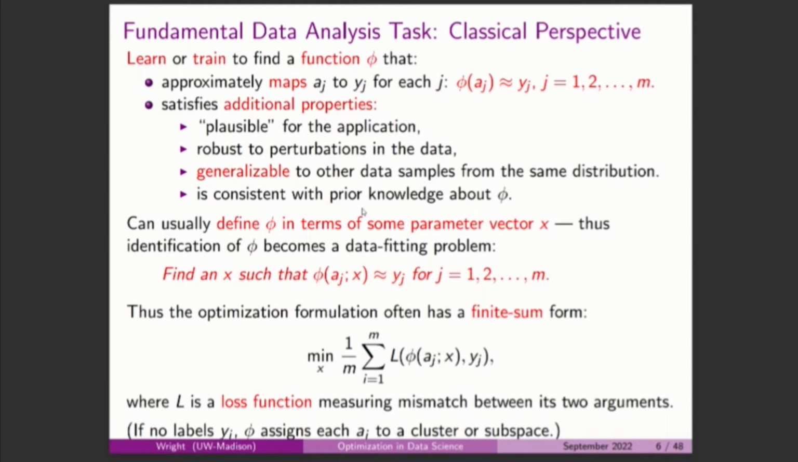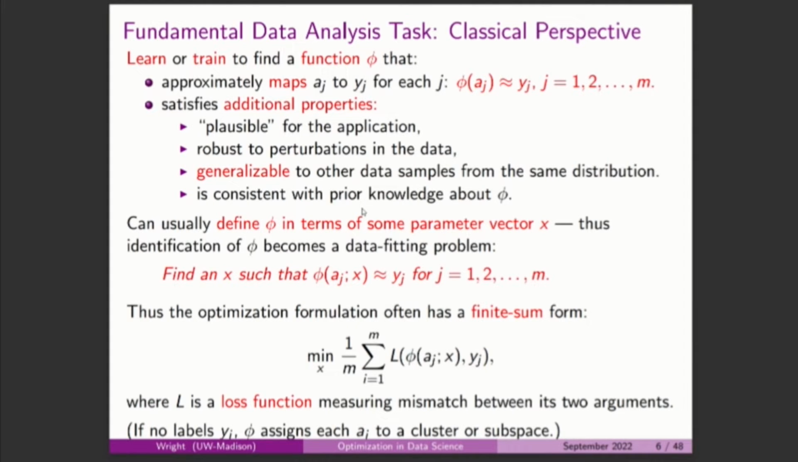Okay, so the classical perspective on data analysis is that what you want to do is to learn a mapping that takes you from the a_j to the y_j by observing a whole lot of a_j, y_j pairs. We'll call that mapping phi. Not only do you want to find that mapping, but you might also want it to satisfy a bunch of additional properties. You might want it to be plausible for the application that you're working in. You might want it to be robust to perturbations in the a_j. You want it to be generalizable.